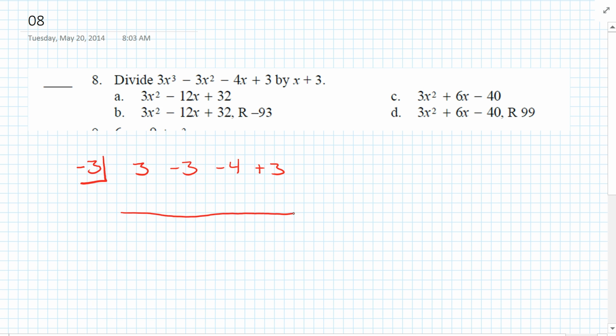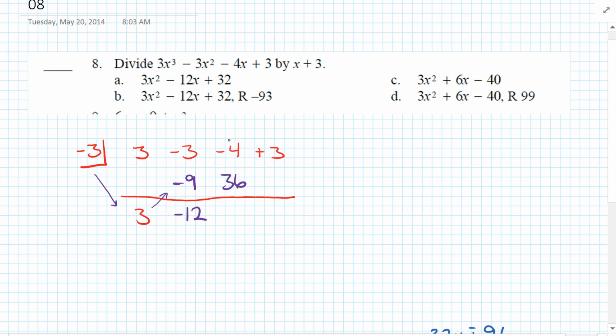With synthetic division, here's what we do. We drop the first term, 3. We're going to multiply the root by 3. We get negative 9. We're going to put that number right there, negative 9. We're going to add these two terms together, negative 3 and negative 9, to get negative 12. We're going to multiply negative 3 by negative 12, and we're going to get 36. 36 plus negative 4 is 32.